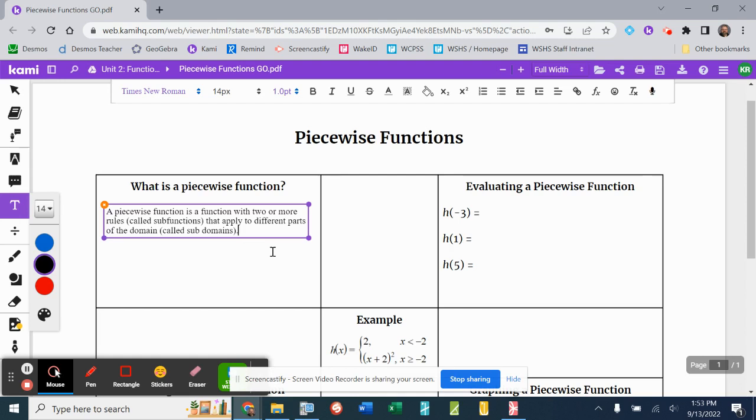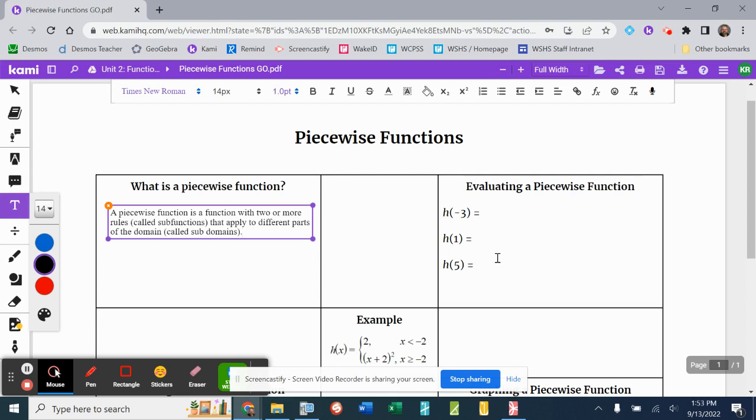A lot of times what we see with a piecewise function is part of the function will be quadratic while another piece will be linear. But in reality, the pieces could be parts of any type of function. They could be cubic, they could be square root, they could be rational. So there's a lot of different varieties. And notice it says two or more pieces. We can always have more than two, but for this graphic organizer, we're going to stick with just two.